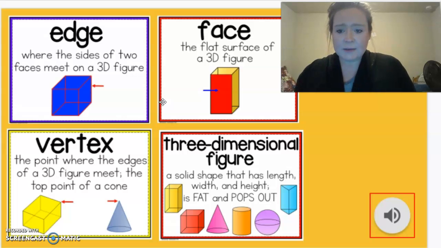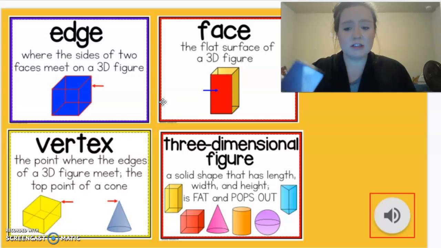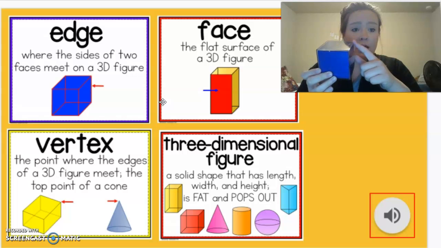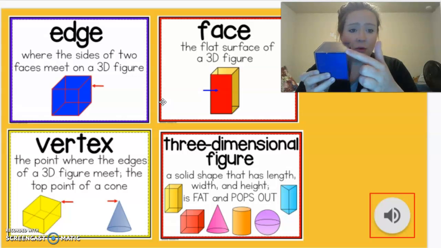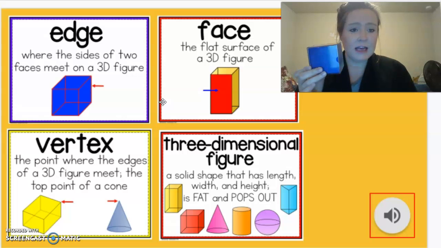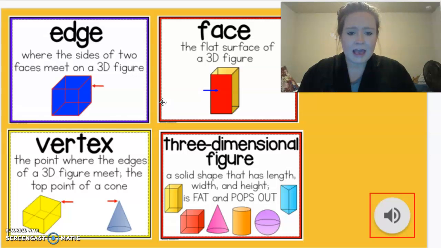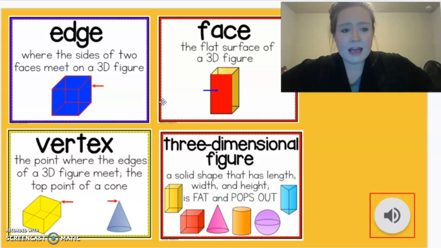All of the flat surfaces are faces. A vertex is the point where the edges of a 3D figure meet, like the top point of a cone. So here's an edge and here's an edge. And this little point right here is your vertex. This is my cone, and this is the vertex. And a three-dimensional figure, or 3D figure, is a solid shape that has length, width, and height, and is fat and pops out. Okay?